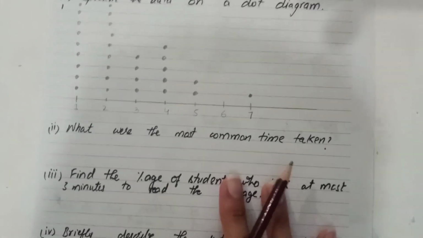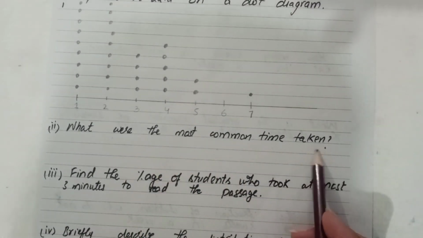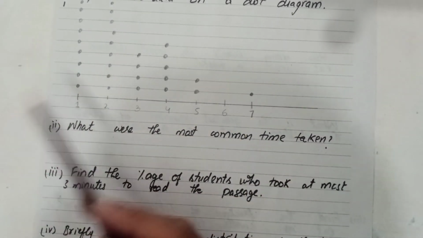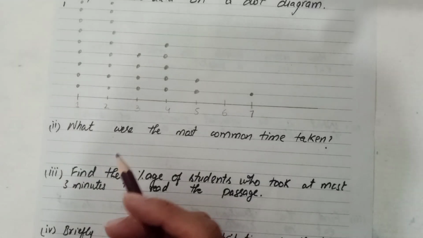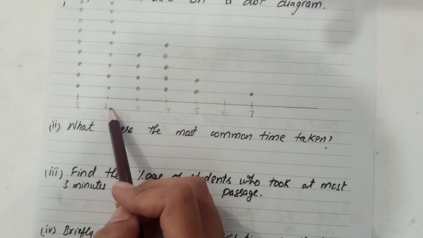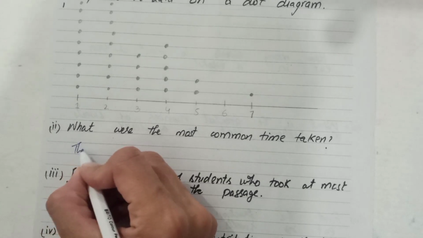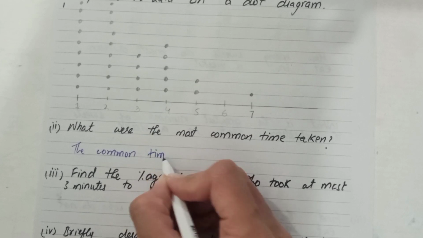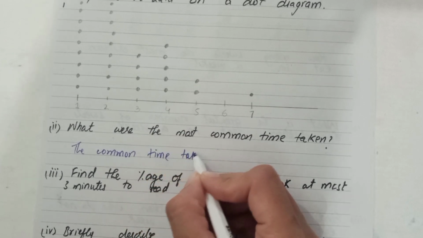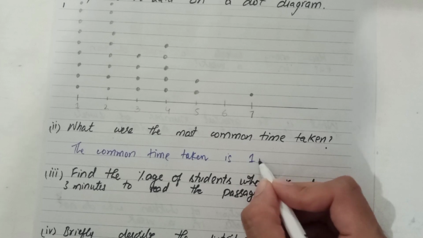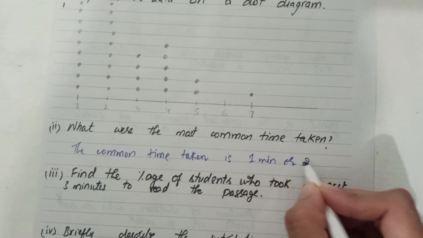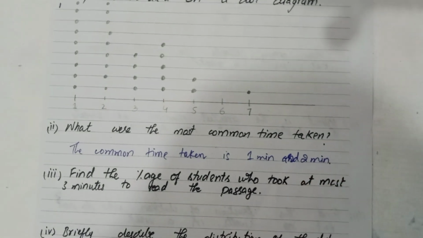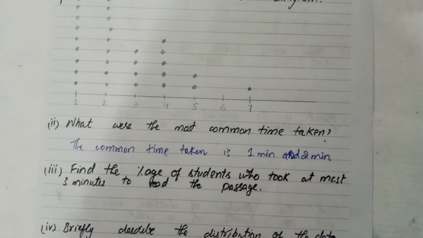And in part number 2, what is the most common time taken? Yes, these are the minutes, and we look at which time occurs most often. This is the most common time, and that is 1 minute and 2 minutes. The most common time taken is 1 minute and 2 minutes. These are the two most common times taken.